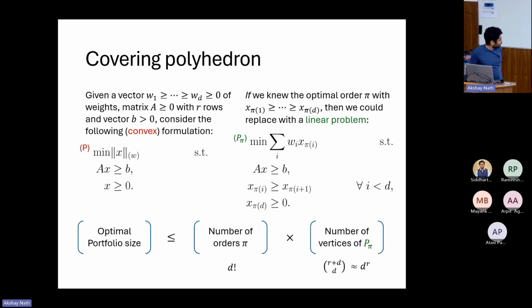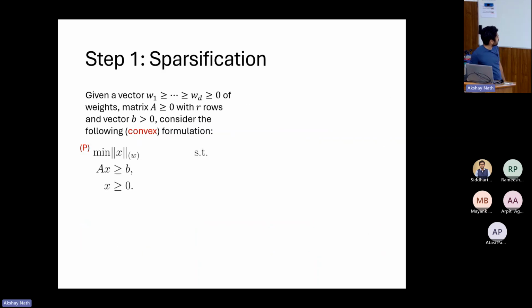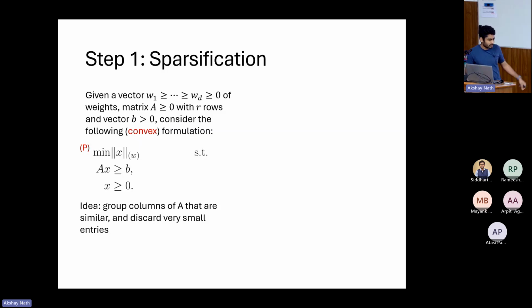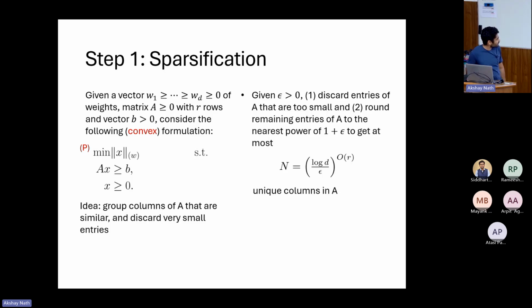The first argument I'm going to make is a sparsification argument. So I'm going to say that, all right, let me group columns of A that look similar, and let me discard very, very small entries. So this is a standard argument that's present in these sorts of works. And by doing that, you at least bring the number of distinct columns in A to (log d)^R, and maybe think of epsilon as a constant for now.